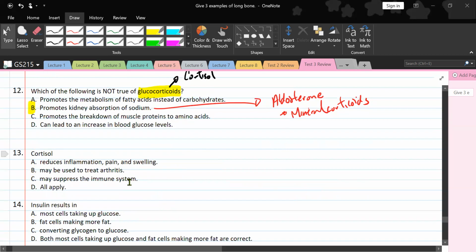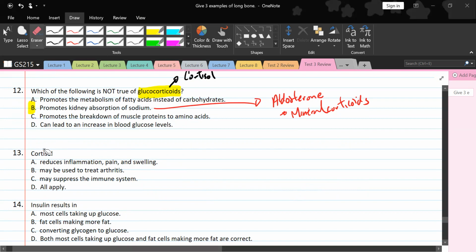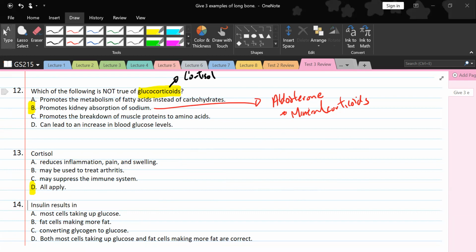Next, cortisol reduces inflammation, pain, and swelling. That is true. I told you in the lecture that those acne creams actually contain cortisone, which is like the medicine version of cortisol. Because of its anti-inflammatory property, it can be used to treat arthritis, but it will also suppress the immune system. That's why it reduces inflammation, through suppression of the immune system. So it is all of the above.